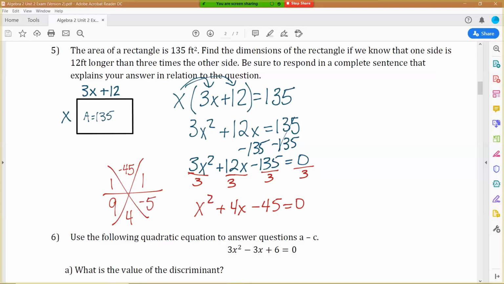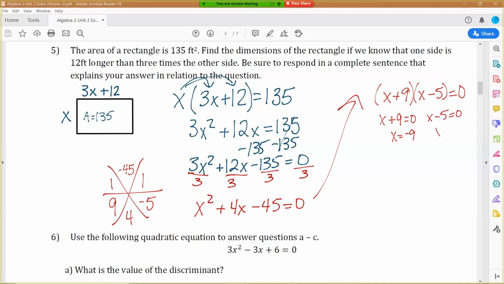So 9 times negative 5 is negative 45. 9 minus 5 gives us 4. So our two factors are going to be x plus 9 and x minus 5. Once we get here, we're just going to set our two factors equal to 0. So x plus 9 equals 0, x minus 5 equals 0. So x equals negative 9 and x equals 5.